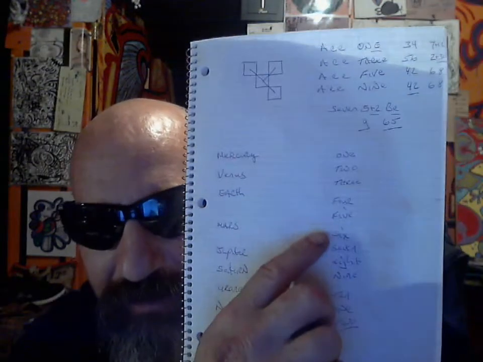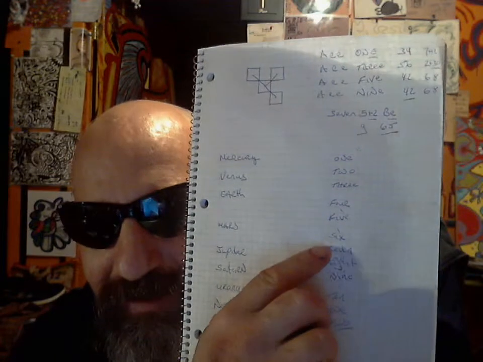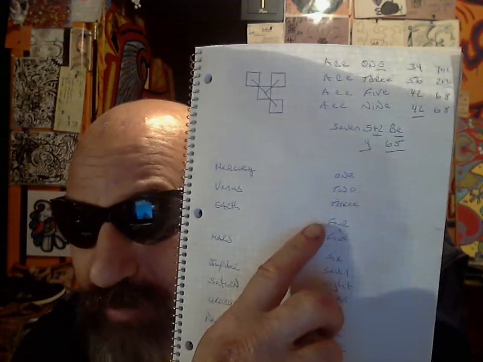4 is 60. 5 is 42. 6 is 52. 52, it's 10 more than 4. It's 10 more. Hello.